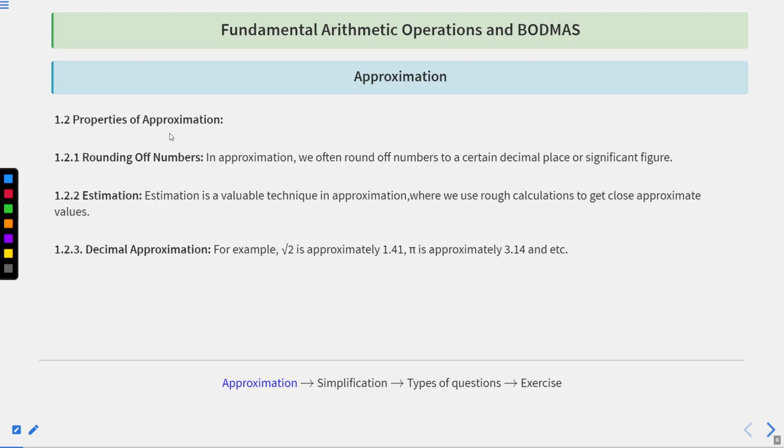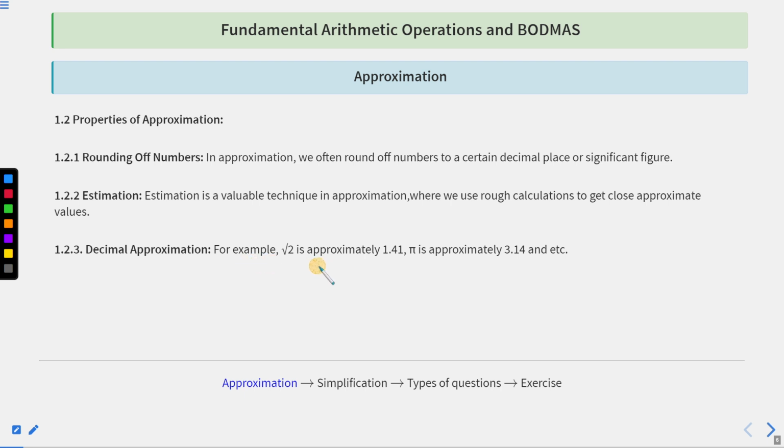Moving on to properties of approximation. First of all, rounding off numbers. In approximation, we often round off numbers to a certain decimal place or significant figure. Estimation is a valuable technique in approximation where we use rough calculations to get close approximate values. And the third property is decimal approximation.